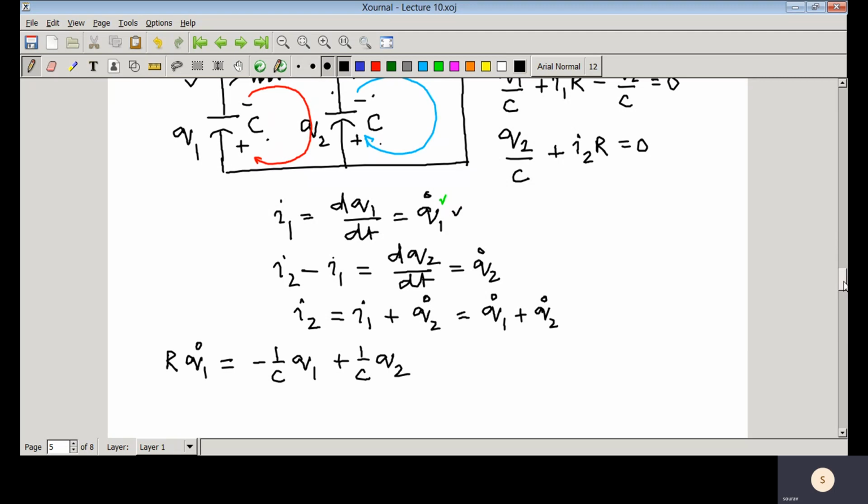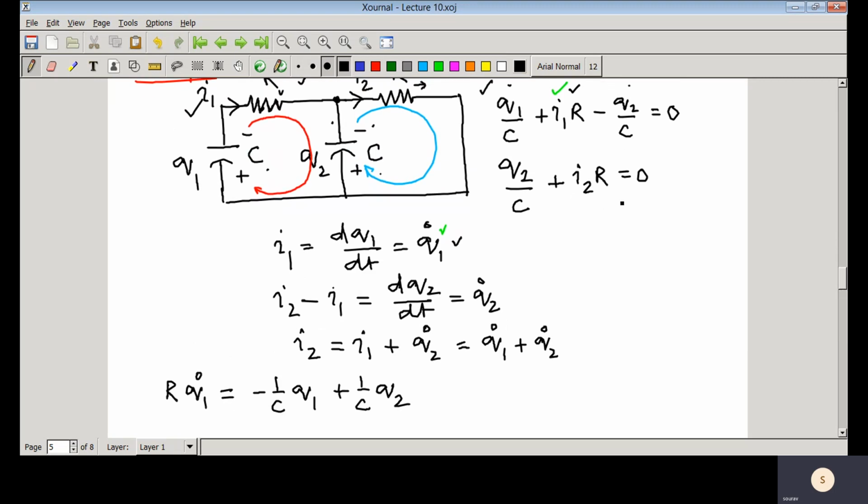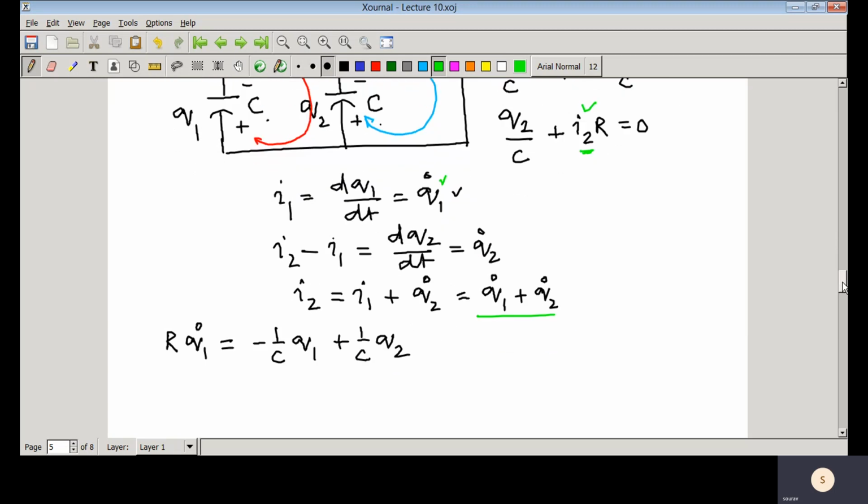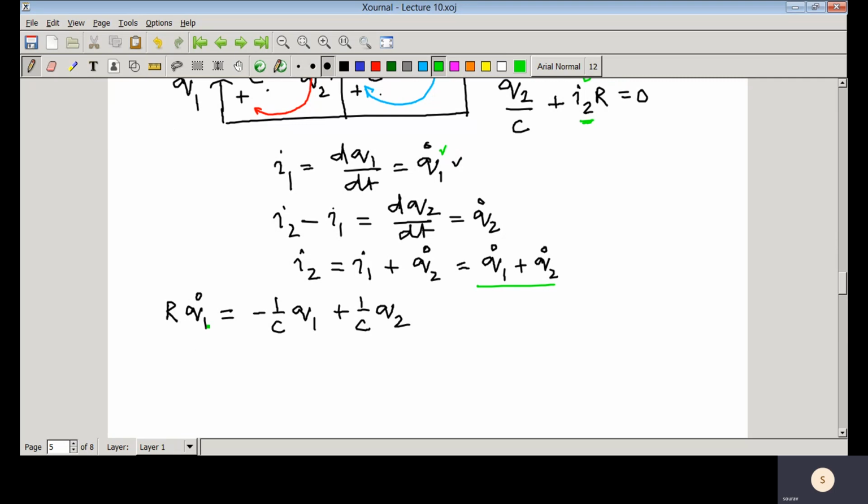And what is the second equation? Second equation you can see here, I2 R equal to minus q2 by C, and here you can see I2 equal to q1 dot plus q2 dot. So you can write it here, that R times q1 dot plus q2 dot equal to minus 1 by C q2, the second equation.